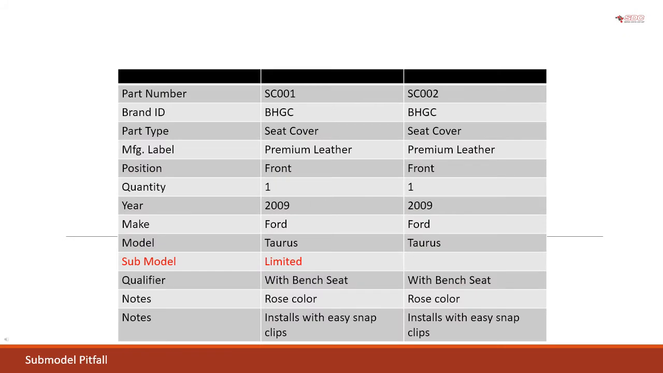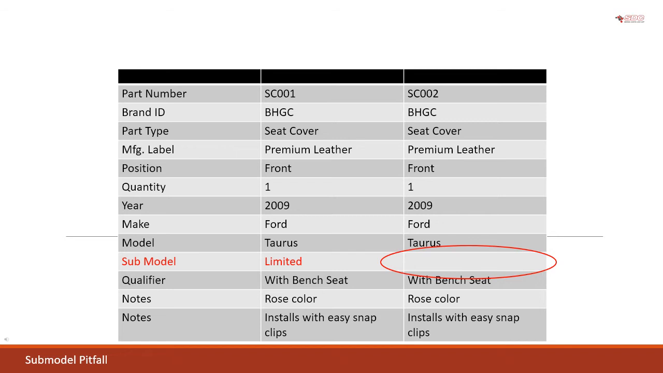Let's go over this submodel pitfall next. So here on the screen, we've got an example of two part numbers that fit the same base vehicle. Now, base vehicle is just the ID that's assigned to the combination of the year, make, and model fields. That creates your base model. So we've got two parts here that fit the same base model.